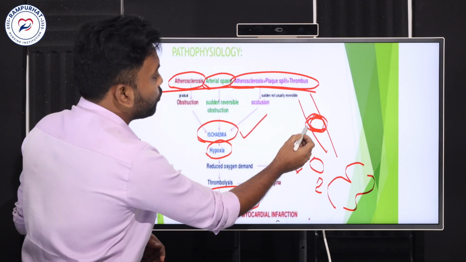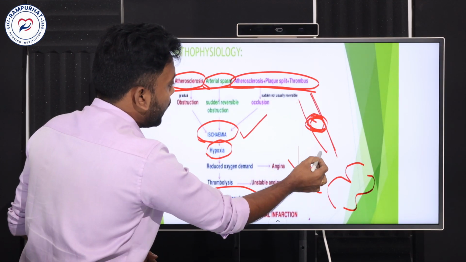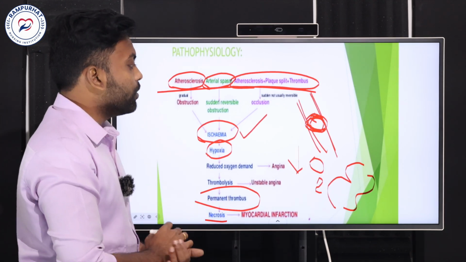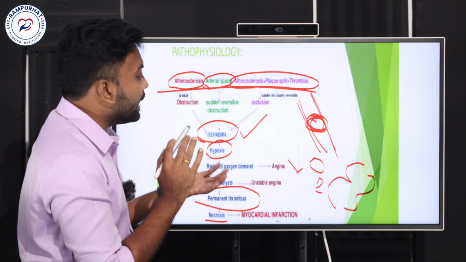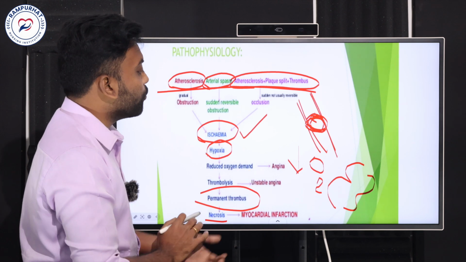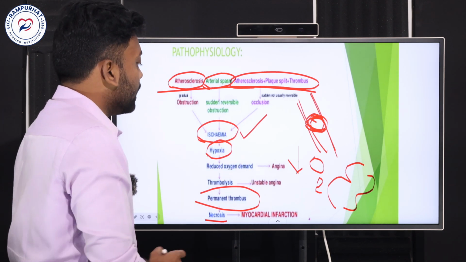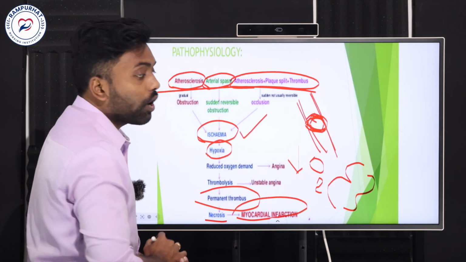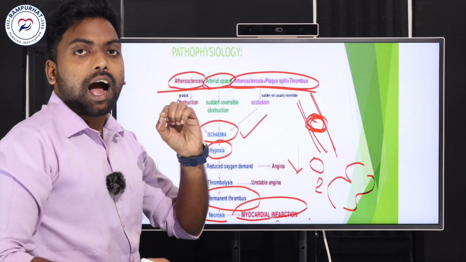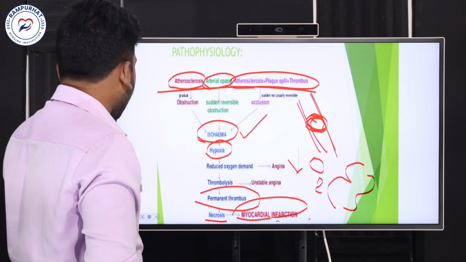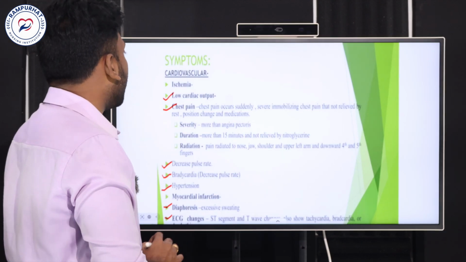When a permanent thrombus forms in the coronary artery, necrosis will form. Necrosis is nothing but dead tissue. So when dead tissue is found in the heart muscle, that is called myocardial infarction, or heart attack. So this is exactly what the pathophysiology shows for myocardial infarction.